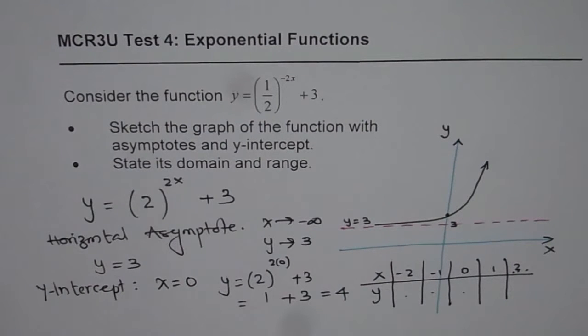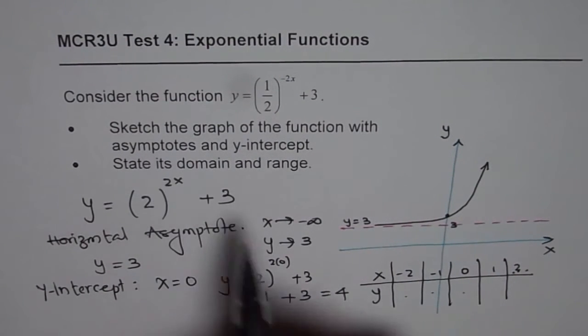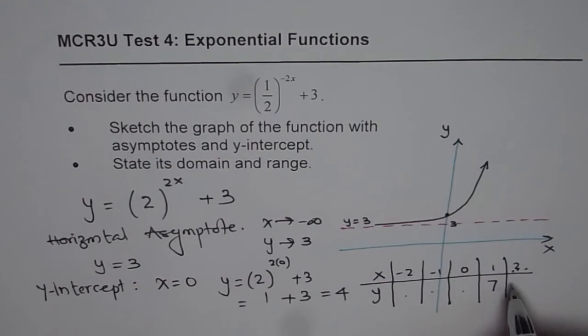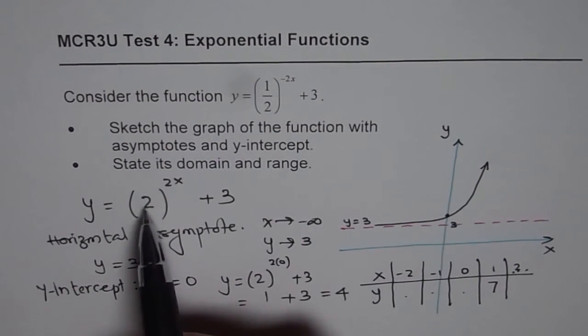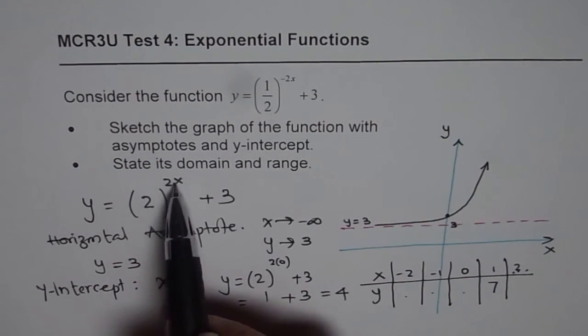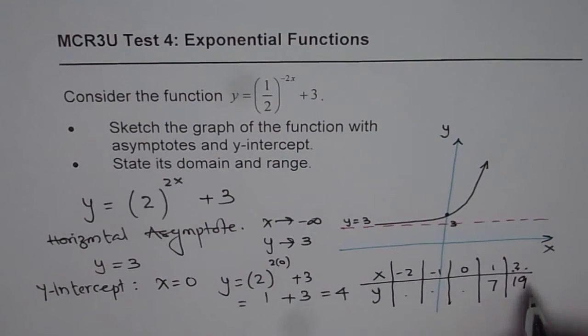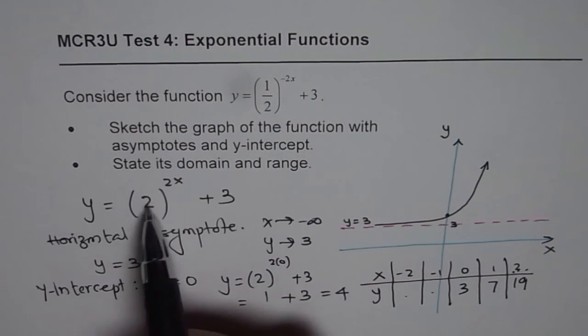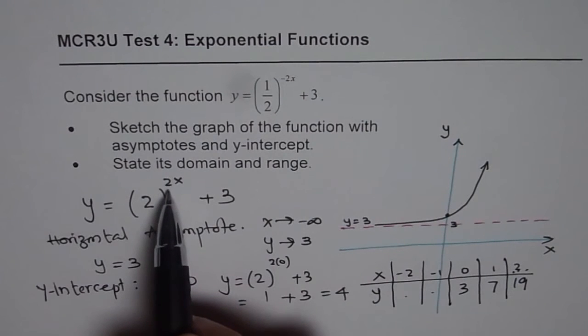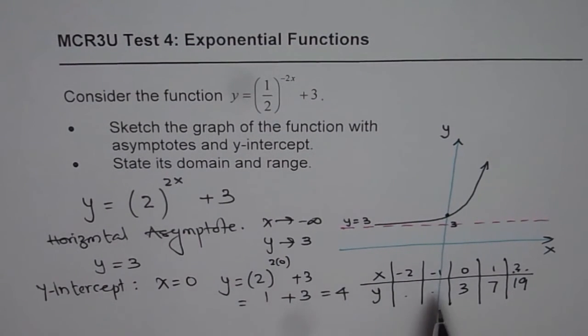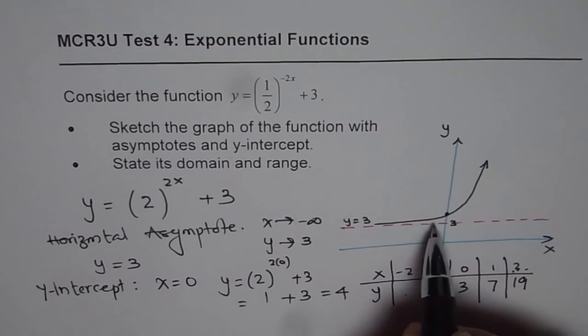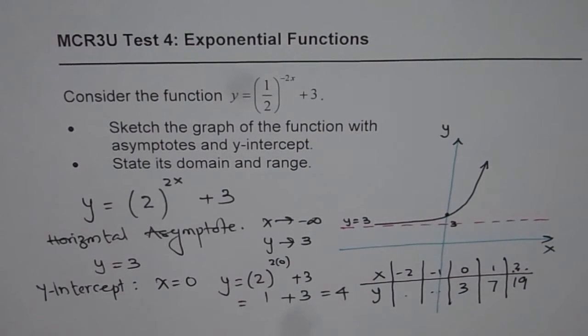For example, if we already have x equals 0, we have one value. If I substitute x equals 1, 2 to the power of 2 is 4, 4 plus 3 is 7, correct? So you get this point. X equals 2, so 2 to the power of 2 times 2 is 4, 2 to the power of 4 is 16, 16 plus 3 is 19, right? We know 2 to the power of 0 is 1. Minus 1 means 1 over 2, so you can calculate these values, which are very, very small, and then you can plot your graph.